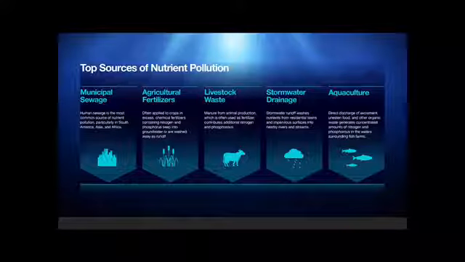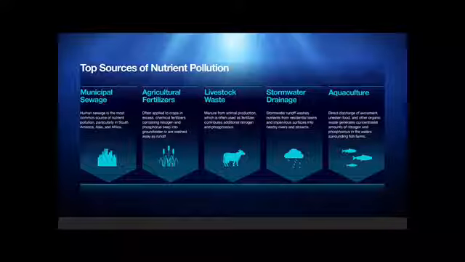These are the top 5 sources of nutrient pollution. The first one is called municipal sewage, which is the most common source of nutrient pollution, and particularly in South America and Asia and Africa. The second ones are agricultural fertilizers that are often applied to crops in excess. Chemical fertilizers containing nitrogen and phosphorus seep into the groundwater or are washed away as runoff.